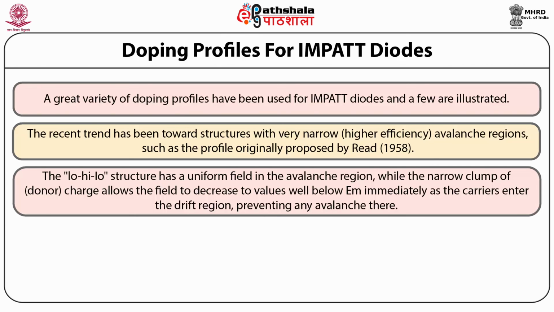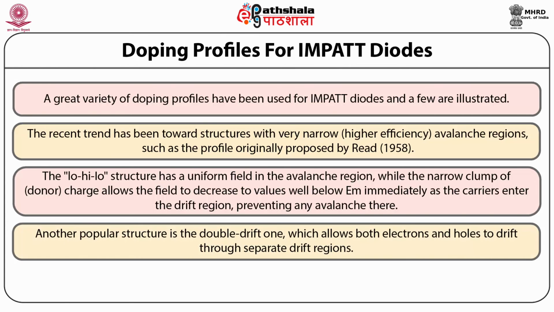The low-high-low structure has a uniform field in the avalanche region, while the narrow clump of charge, basically donors, allows the field to decrease to values well below EM immediately as the carriers enter the drift region, preventing any avalanche there. Another popular structure is the double drift one, which allows both the electrons and holes to drift through separate drift regions.